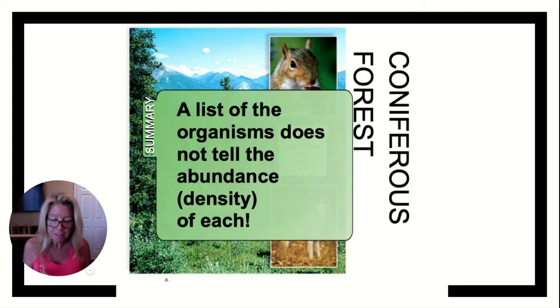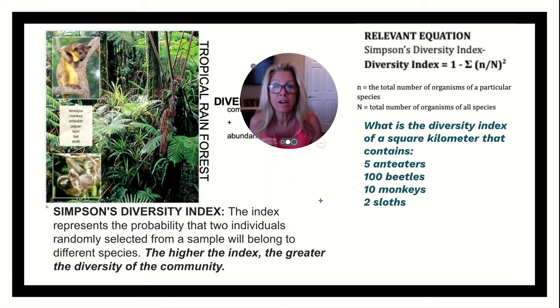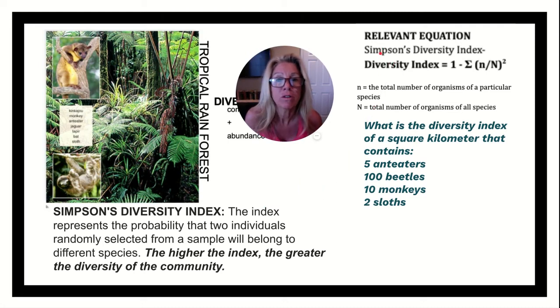So when you look at species richness and composition on your notes, you want to have more than just a list. In order to look at that diversity, composition, and abundance, we use something called Simpson's Diversity Index. And this is your equation right here. When you do this, you're taking the sum of how many you have of one species, that is n, the total number of organisms of a particular species, like how many monkeys you have, and you're dividing that by how many total organisms are in that area. You square that and you add it with the next one, okay?